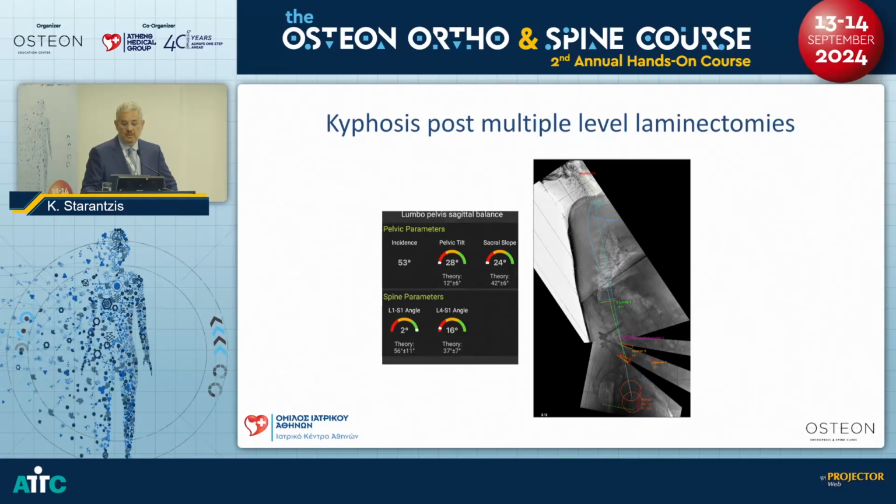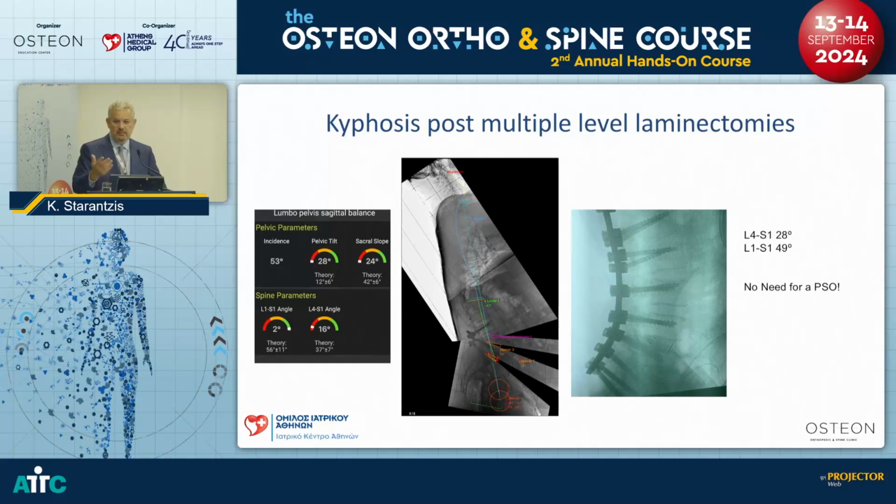Because according to the pre-op planning, it requires a PSO, as you can see at L4, to get the balance, plus some cages. Okay? That was the plan. But intraoperatively, we realized after doing 2 cages that the lordosis was good. We took an X-ray and we hit the numbers. We stopped there. We didn't do the PSO.